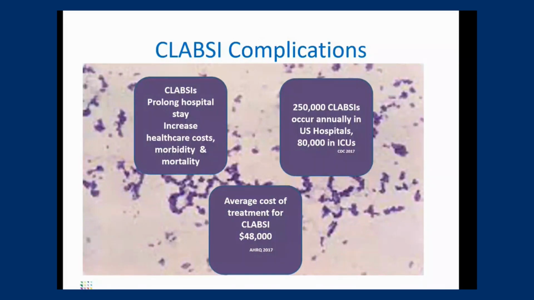So some complications can be due to prolonged hospital stay. CLABSIs can also increase the healthcare costs, morbidity and mortality, and the average cost of treatment to treat a CLABSI is around $48,000. And there are like 250,000 CLABSIs occurring annually in U.S. hospitals, 80,000 of which were in the ICUs.